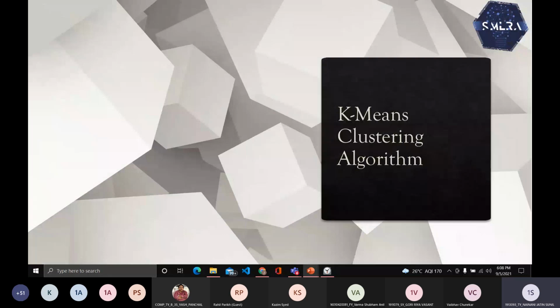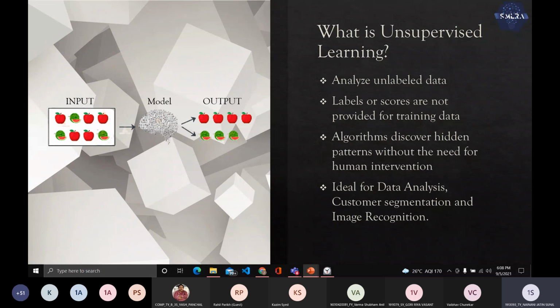Before we move on to K-means clustering algorithm, as I said before, K-means clustering is a type of unsupervised learning problem, right? What is unsupervised learning? It's basically an algorithm's ability to analyze unlabeled data. In this very simple example, we have apples and watermelons, but the model doesn't know that. What it's trying to do is discover hidden patterns without the need of human intervention, so grouping apples and watermelons separately. This type of learning is very ideal for data analysis, customer segmentation, and image recognition.